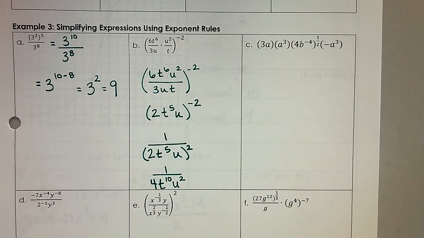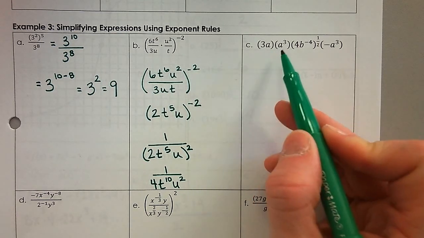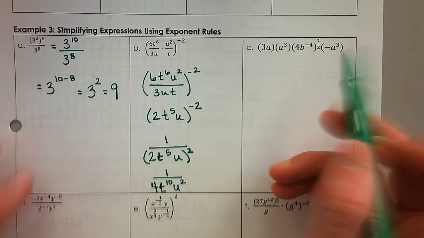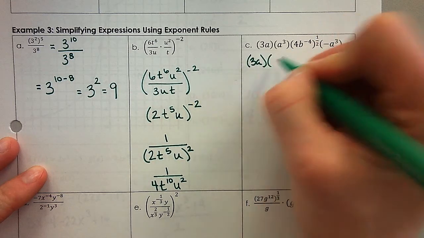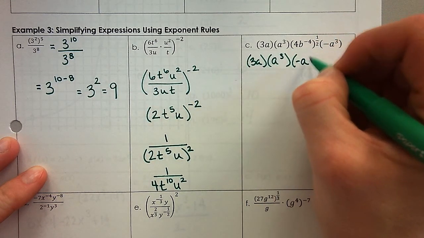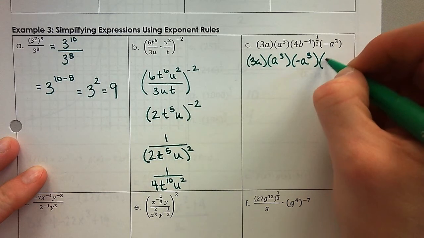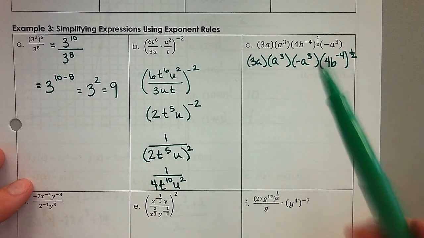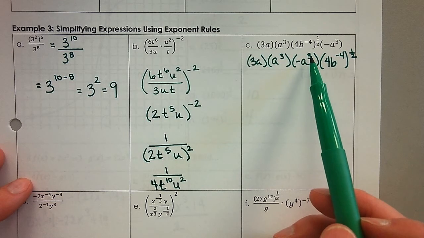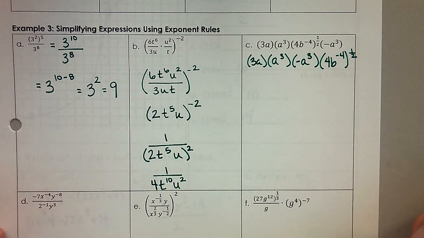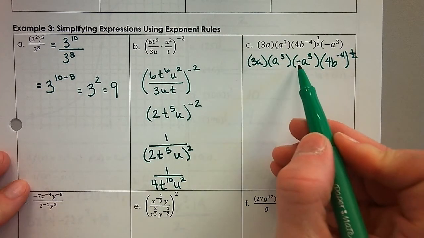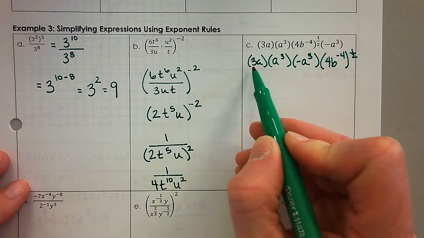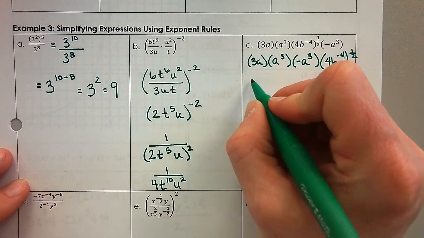Okay, that next one is all a multiplication problem. I would try and match things up that can be multiplied together. So I have 3a, a cubed, and negative a cubed. So I'm going to line those up together: 3a, a cubed, and negative a cubed, along with that 4b to the negative 4 raised to the 1/2. Does that negative have any effect with the 3? Or does the 3 have any effect on that negative? No, it doesn't. Okay? So that negative is really just a negative 1 that can be multiplied to the 3. So I would have negative 3.